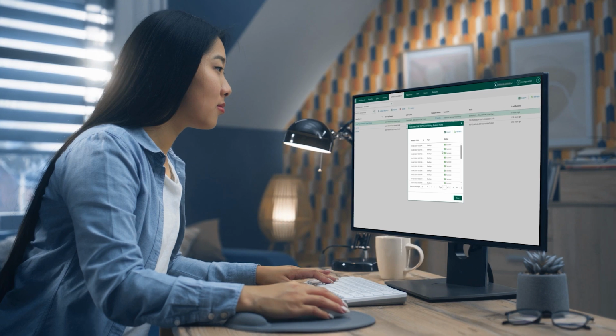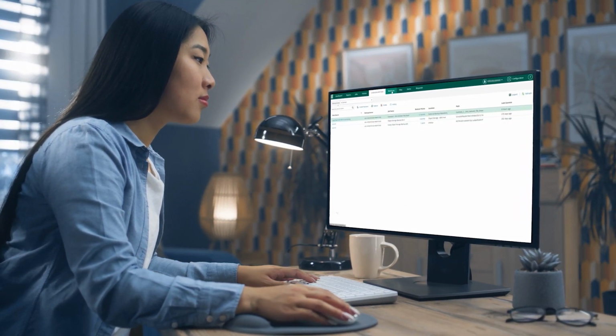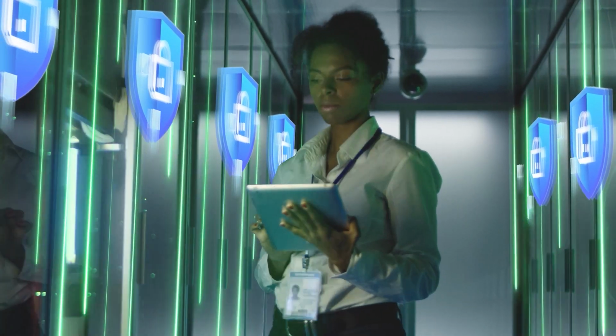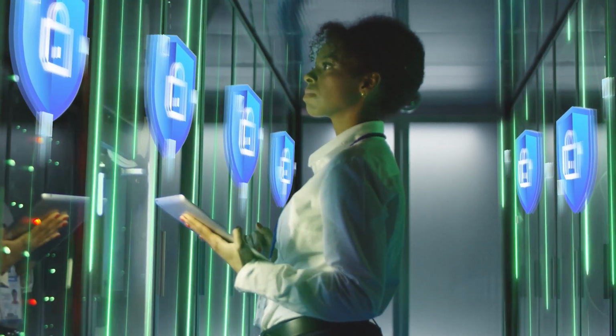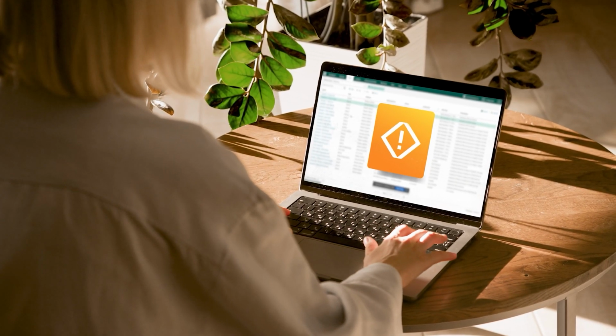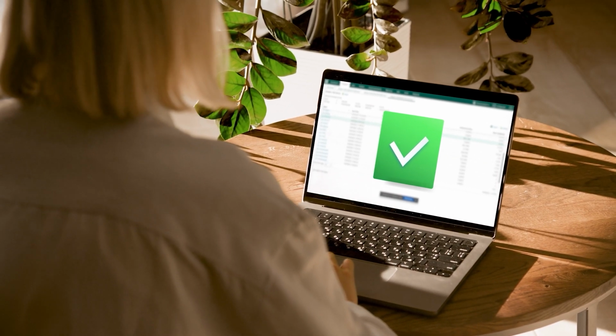The Veeam portfolio of data resilience products are secure by design and follow zero trust principles. Put simply, zero trust assumes that no user, device, or application should be trusted implicitly. Instead, every request must be verified and validated before being granted access.